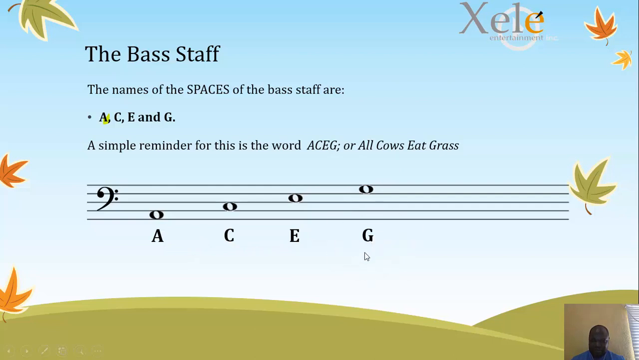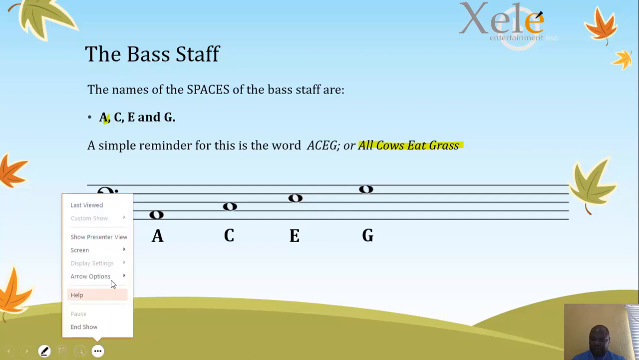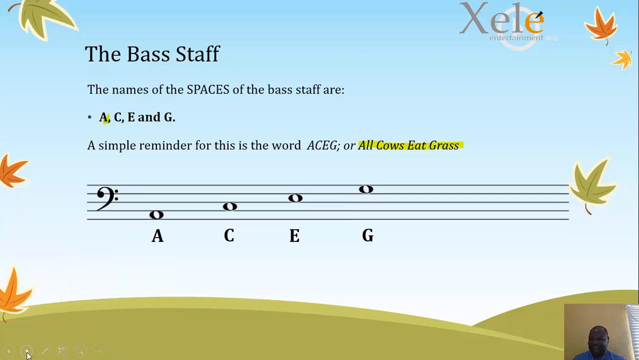And a simple way to remember this will be all cows eat grass. Again, you can have fun coming up with your own rhymes or with your own mnemonics, whatever works for you. Okay, so for us to remember the spaces of the bass staff, we go all cows eat grass.